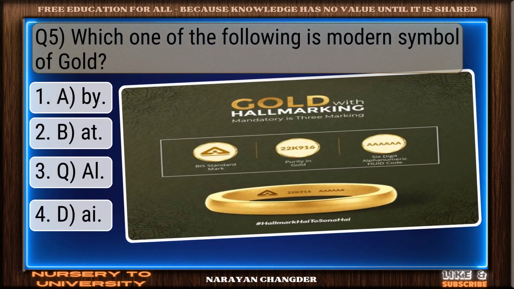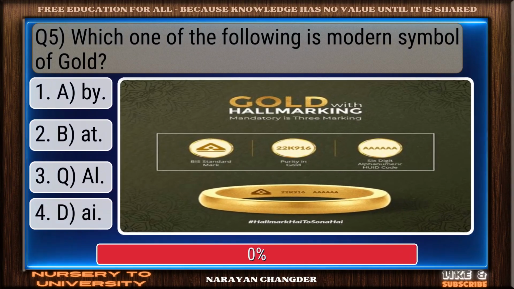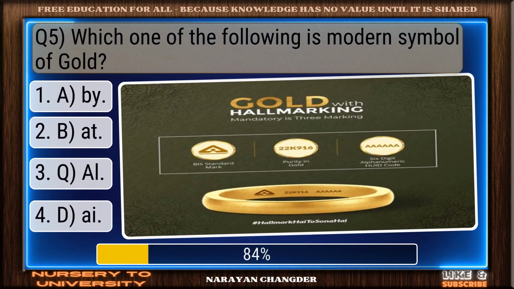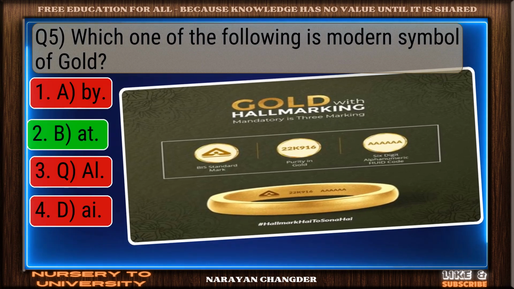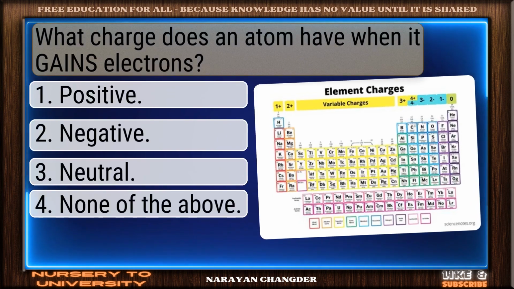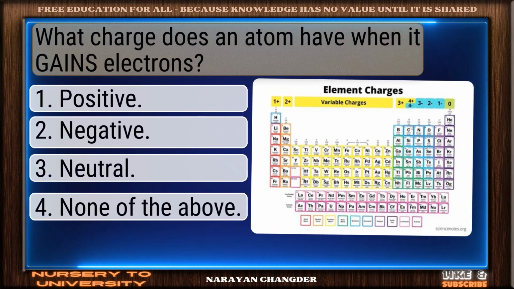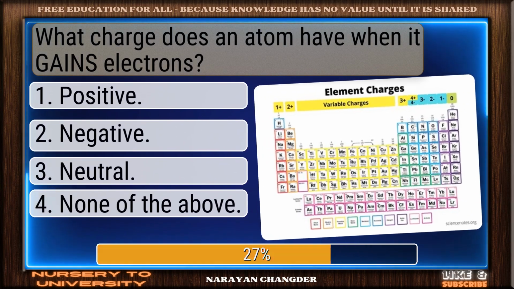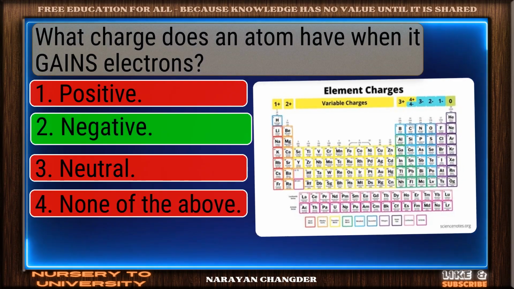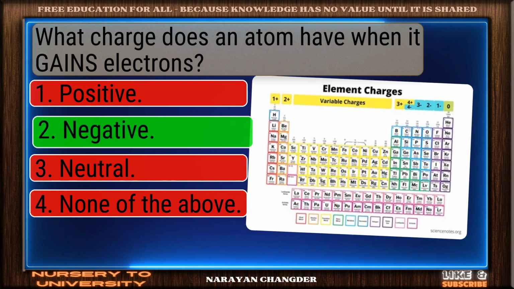Question number 114. Which one of the following is modern symbol of gold? Nice work. You chose B and it is correct. Question number 115. What charge does an atom have when it gains electrons? Good thinking. Negative is the right answer.